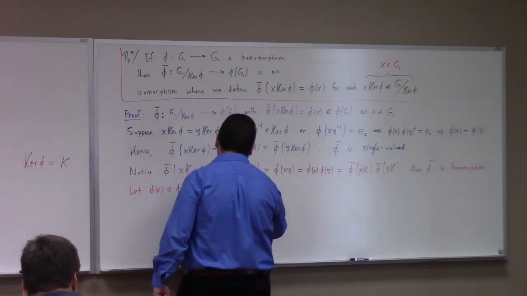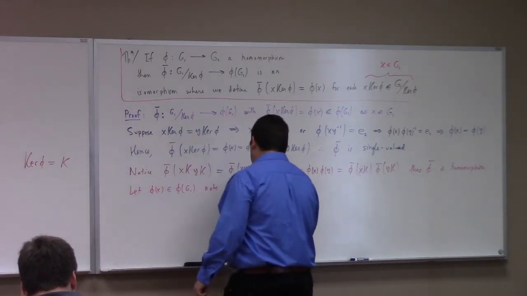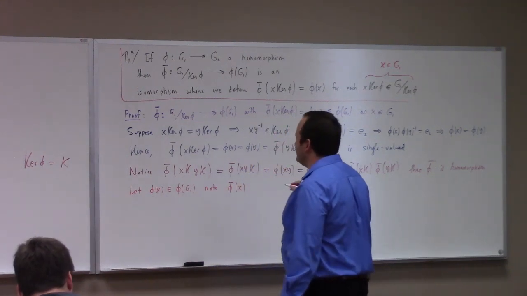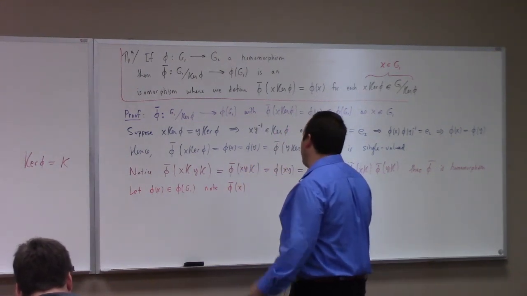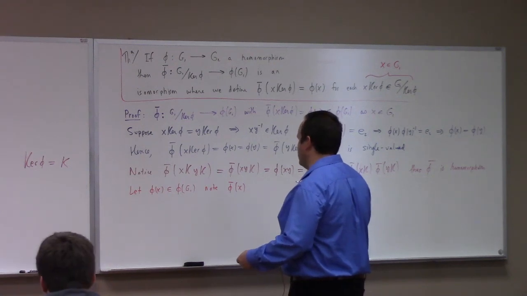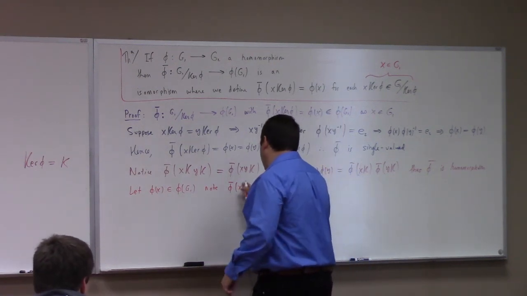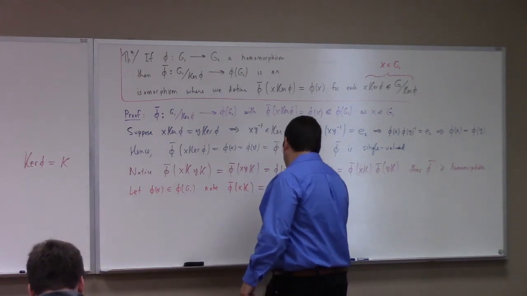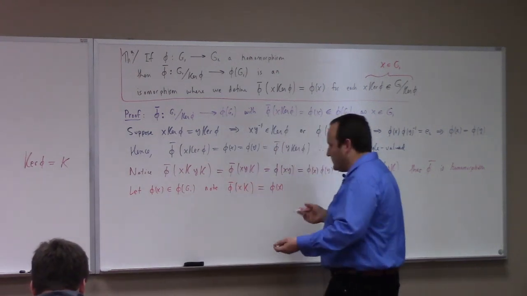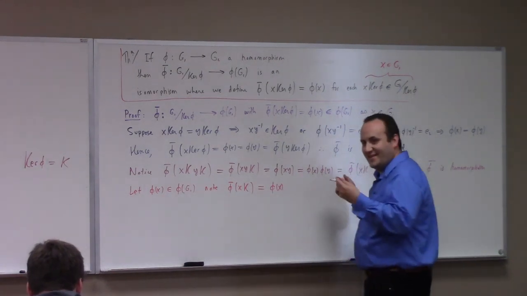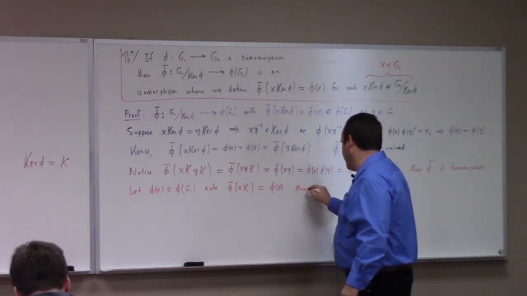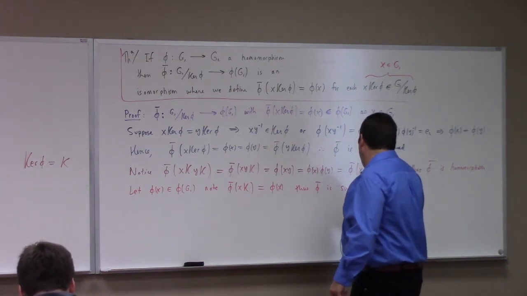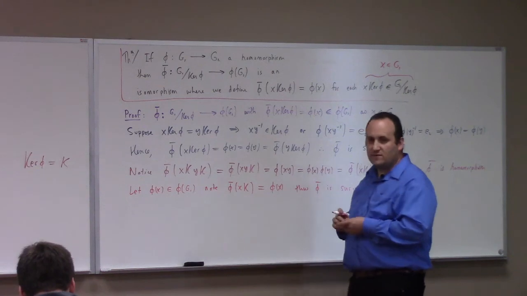Phi bar of xK. Oh, I'm an idiot. Just a second. Yeah, sorry. So phi bar of xK is phi of x, right? So we map to it. Thus, phi bar is a surjection. It's kind of unexciting, but there it is.